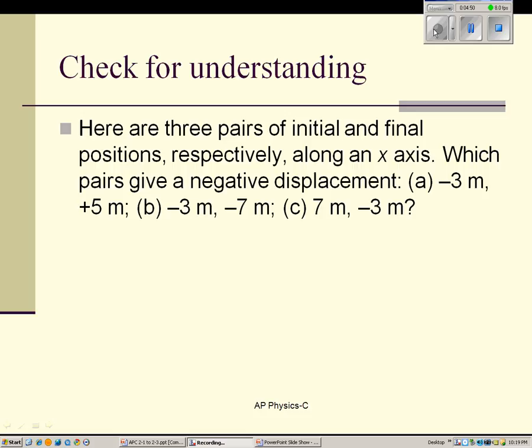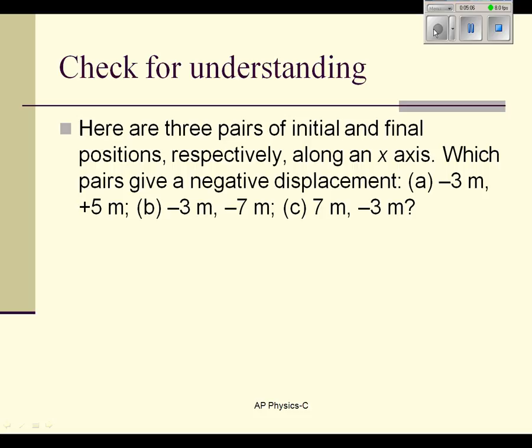Here are 3 pairs of initial and final positions respectively along an x-axis. Which pairs give a negative displacement? So for example, A would be you start at negative 3 meters, you go to positive 5 meters. So in that case right there, that'd be a positive 8 meters. If you think of your number line, here's your negative 3, here's your positive 5. You start here, you end over here, so that means you moved in the positive direction. Your delta x equals a positive 8 meters. So do the rest of them, do B and C, and see what you come up with for your answers.